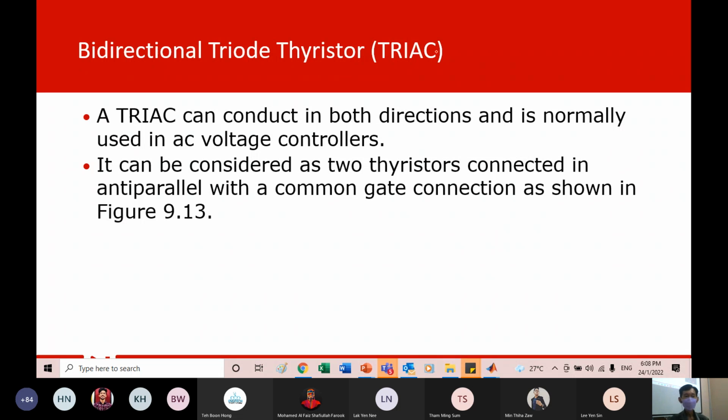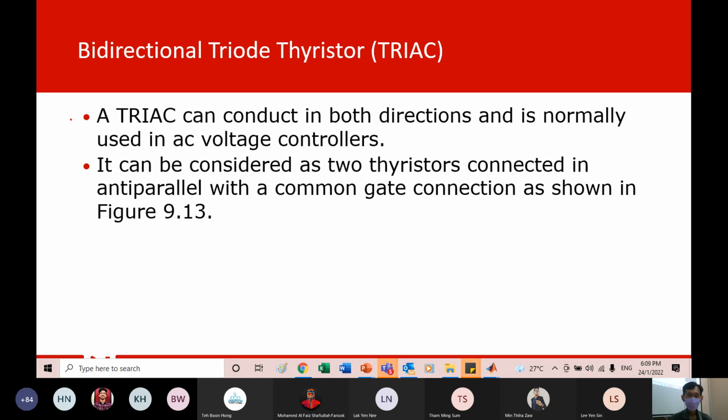Okay, let's come back here. TRIAC can conduct in both directions. It can be considered as two thyristors connected in anti-parallel with a common gate connection. Now you see the word anti-parallel. In normal English they would say connected in opposite direction, right? Then I will know, you don't know this word, you are a newcomer.